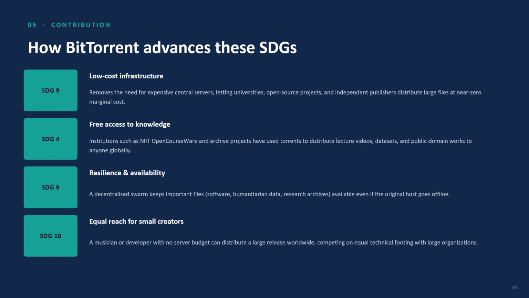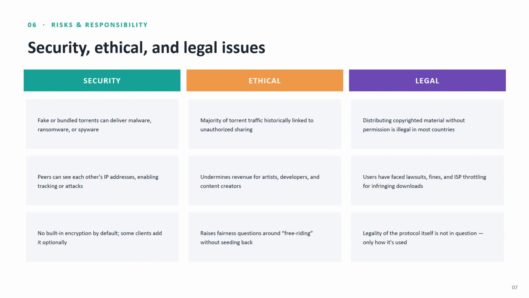Now let's see how BitTorrent supports these SDGs in practice. It reduces infrastructure costs by eliminating the need for expensive servers. Educational platforms can distribute lectures, datasets, and public domain content freely across the world. It also gives small developers, musicians, and creators an equal opportunity to distribute their work globally.